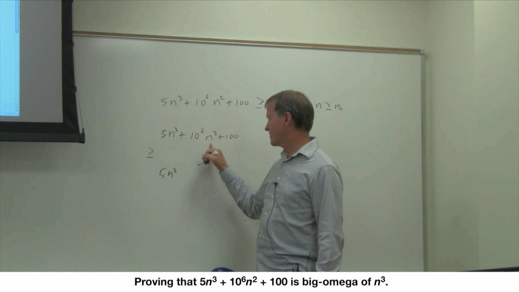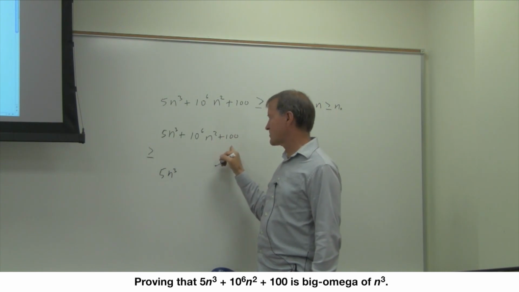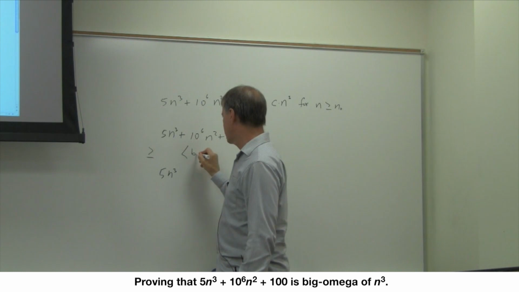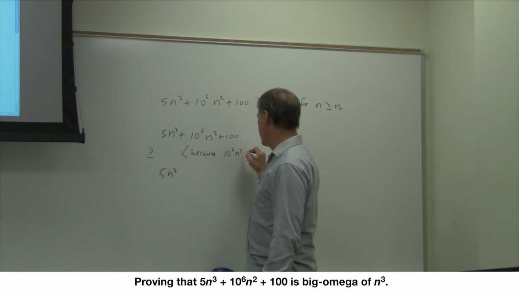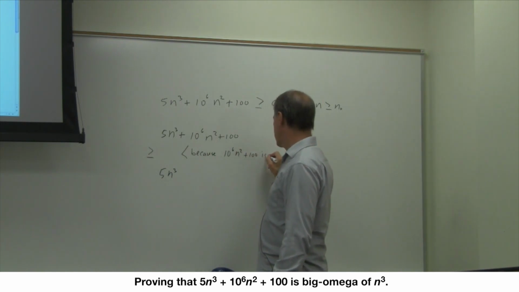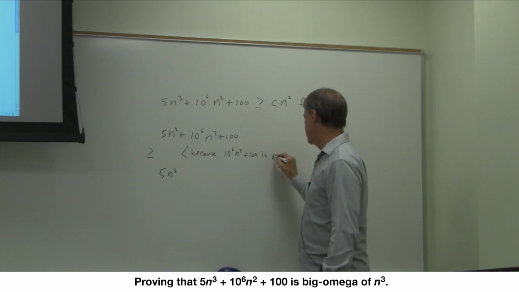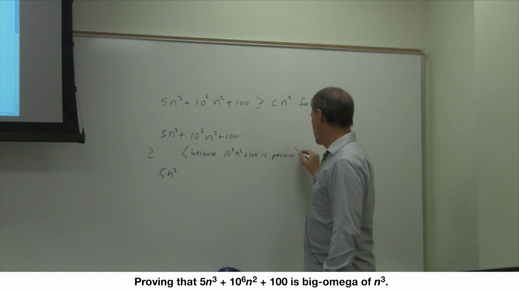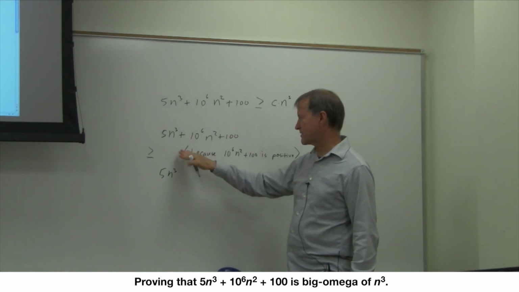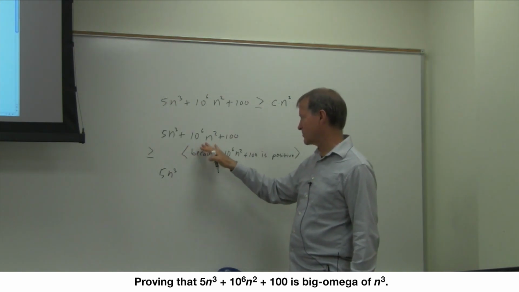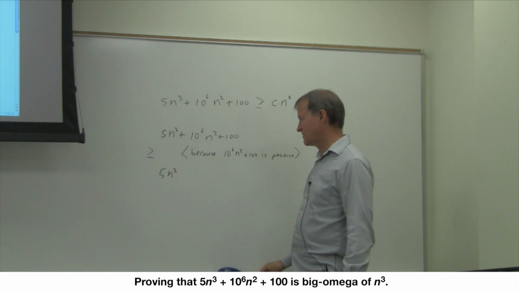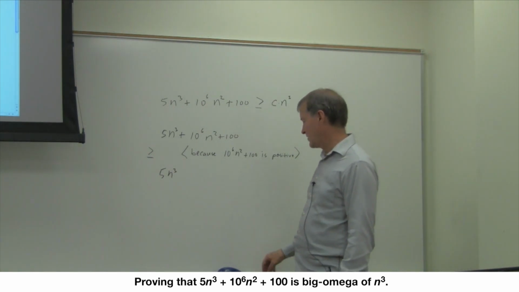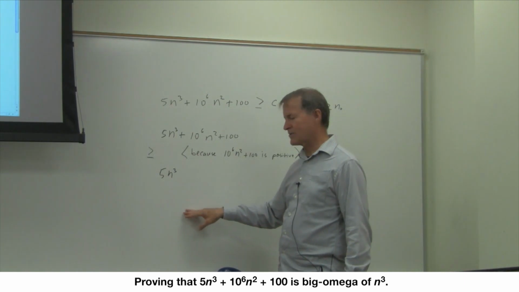Because we know that this is positive and this is positive, right? Because 10 to the 6th n squared plus 100 is positive. So if you drop a positive quantity, this is greater than or equal to this. So any n will do. Any positive n will do. And then this equals, provided c is 5.